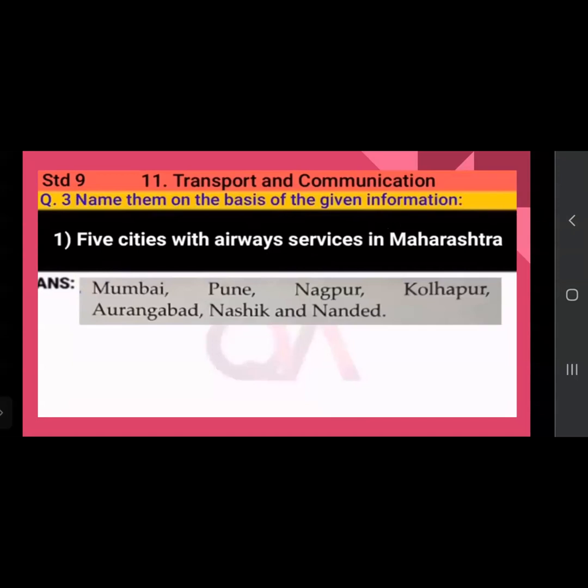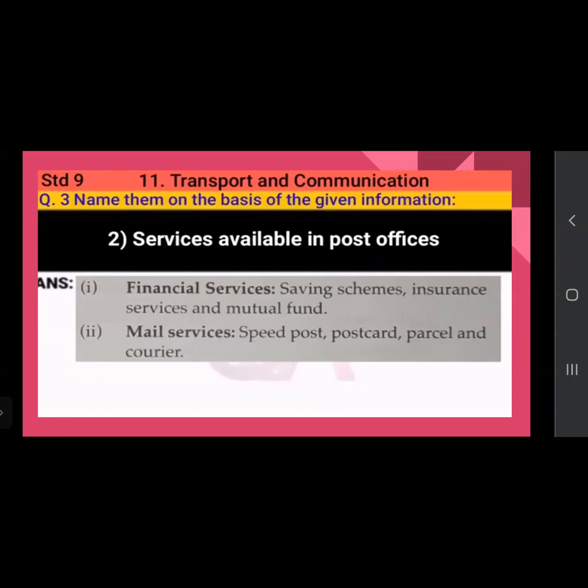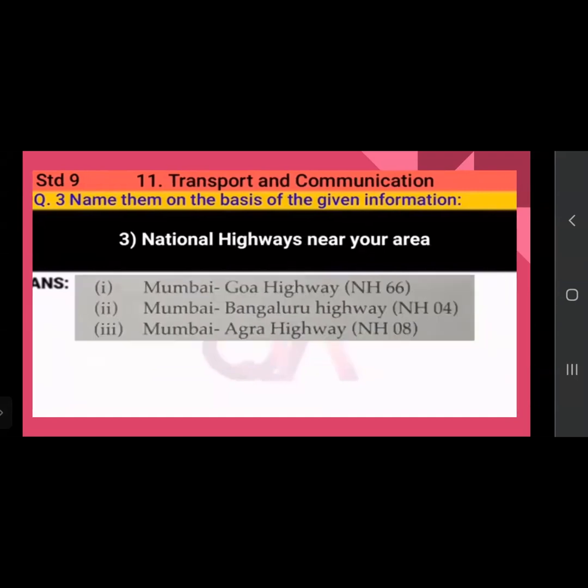Five cities with airways services in Maharashtra. These are the cities in Maharashtra which provide air services: Mumbai, Pune, Nagpur, Kolhapur, Aurangabad, Nashik and Nanded. Services available in post offices: financial services, that is saving schemes, insurance services and mutual funds. These are the financial services provided by the post office. Then mail services: speed post, postcard, parcel, courier. These are all services provided by the post offices.